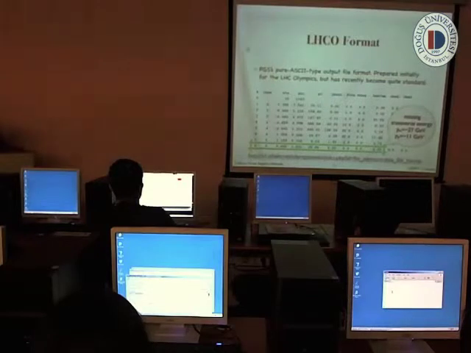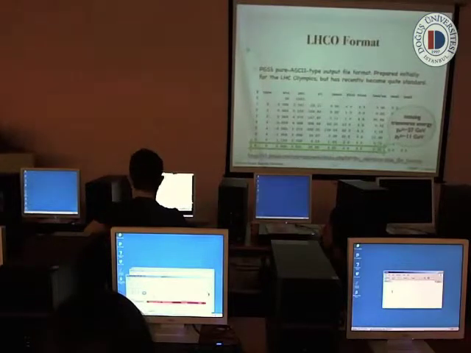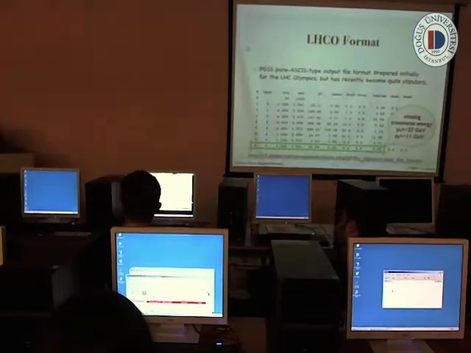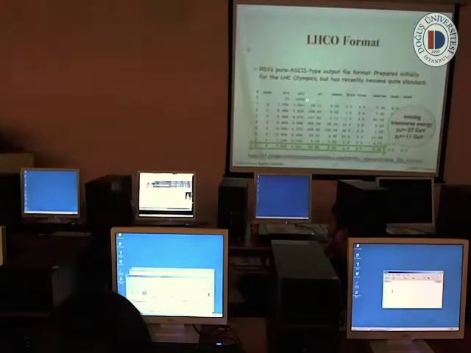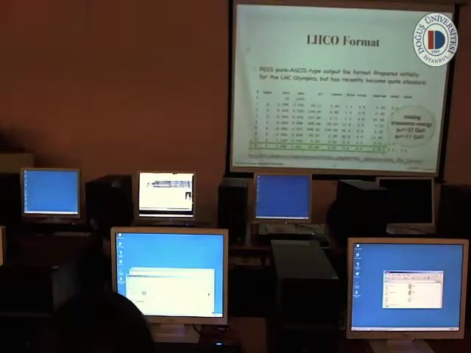Whenever we are going to give you files, and whenever you most often get files from, let's say, a theorist or some other friend, this LHCO format is very common. This is what you might encounter. Whenever we give you a root file, we are going to convert these lines into an n-tuple. But the names of the objects in the n-tuple will correspond to the columns here.